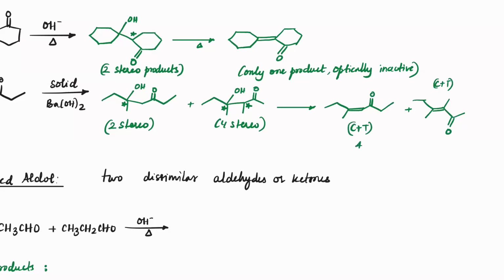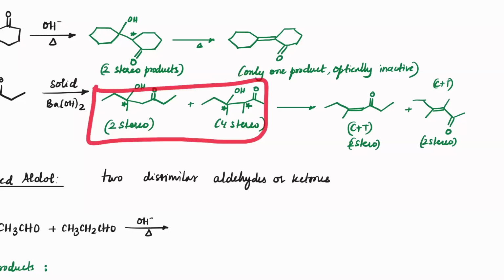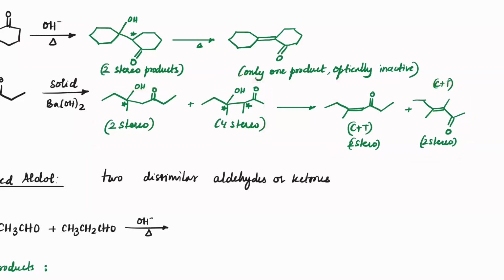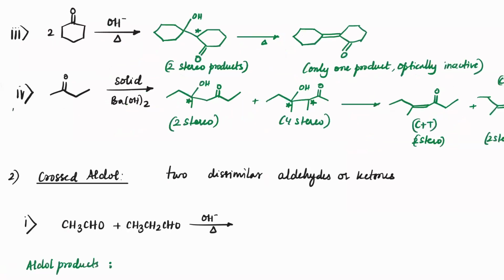So two stereo here, two stereo, and two stereo. In this case, two stereo here and four stereo here. Total six aldol products and four condensed aldol products. But listen, everybody, how do we decide which is the major product? See, for that, you need to do only one simple thing. You check out which side the double bond is more stable. Is it this side or this side?